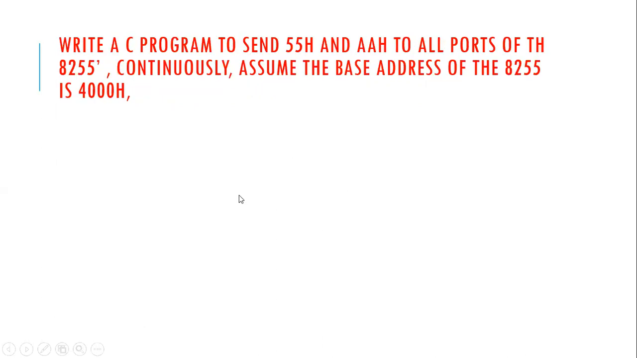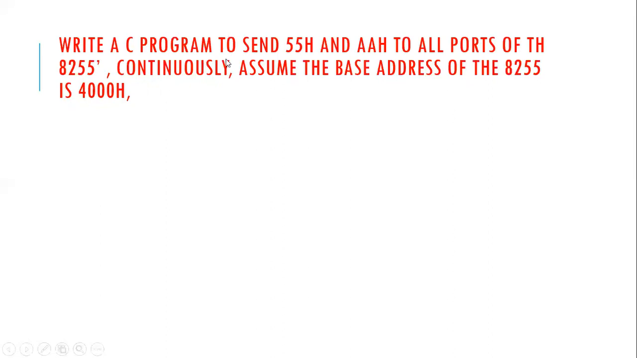Okay, now let us see how to write a C program to send 55H and AAH to all ports of the 8255 continuously. Assume the base address of the 8255 is 400H. So what does it mean? 400H means it is port A, 401H is port B, 402H is port C, and 403H is the control register, isn't it?